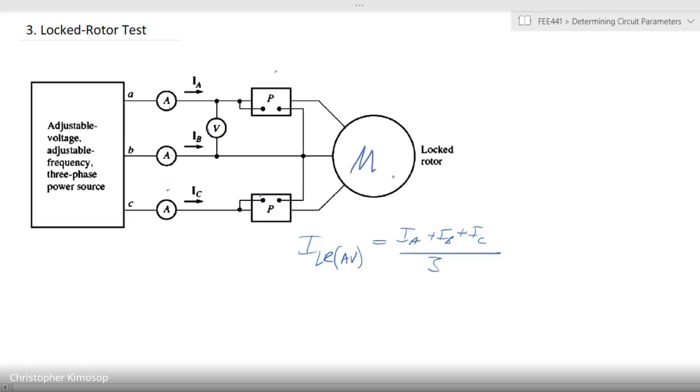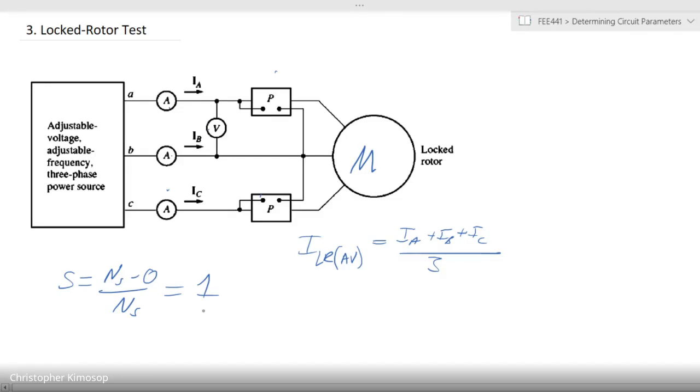We don't want to burn out the windings, so we limit the amount of current that is passing through the motor, and that is tracked using the ammeters that are supplied there. Now, in this particular case, slip is equal to what? It's equal to (ns minus n) over ns. In this case, n is what? It is 0. Okay? So if our mechanical speed is 0, because remember we have locked our rotor, that means our slip is 1.